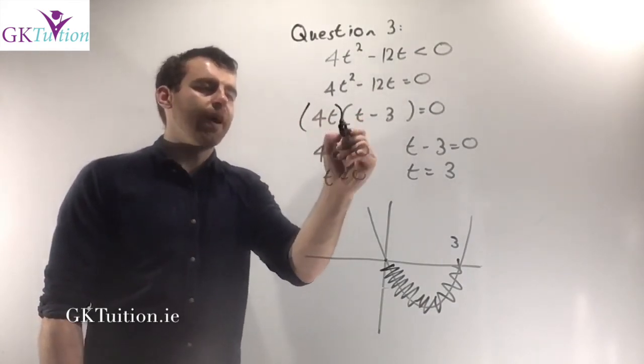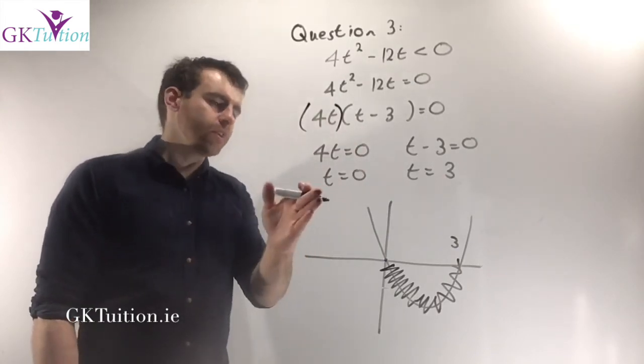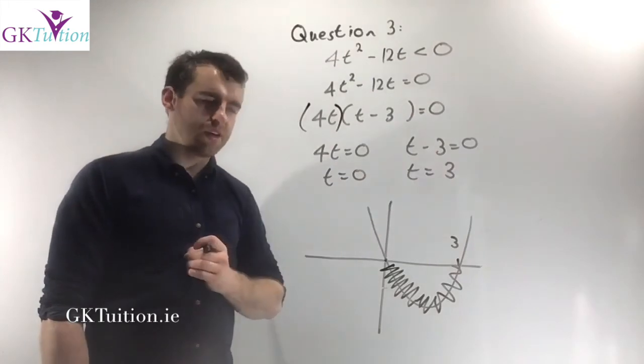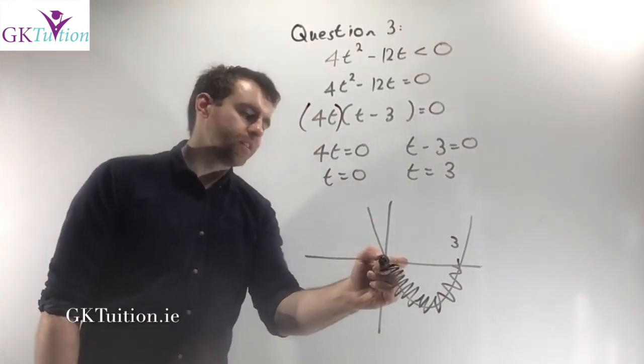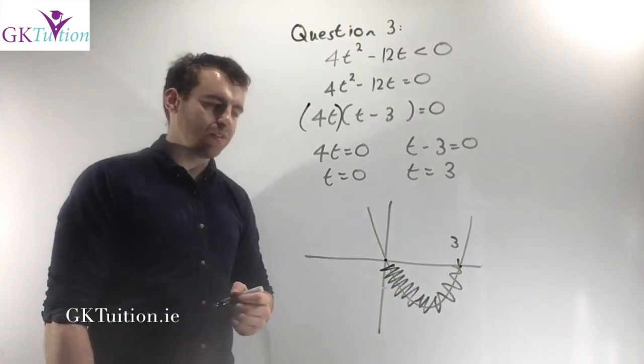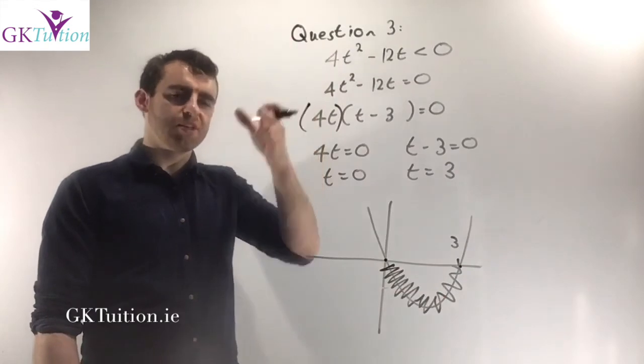So now I have my 2 factors. I can just let each factor equal to 0 and find my roots. So the roots end up as t equals 0 and t equals 3. It's a plus t squared, so I know it's a U shape, crosses the x-axis at 0 and the x-axis at 3. This rough sketch of a quadratic allows me to answer the question posed.